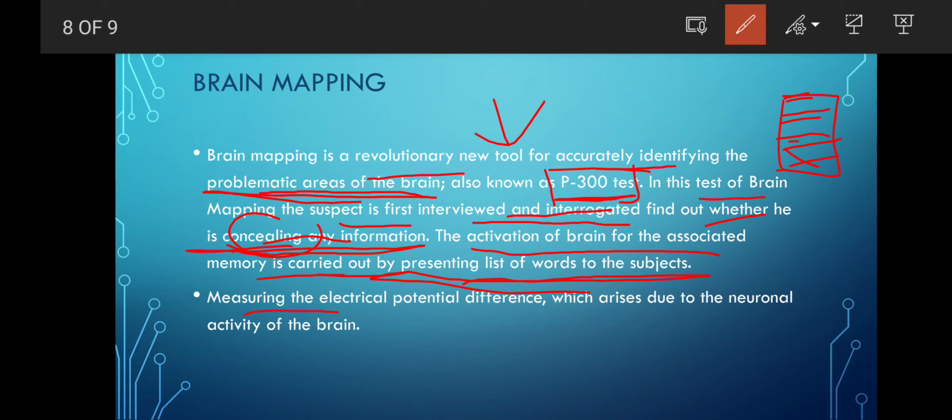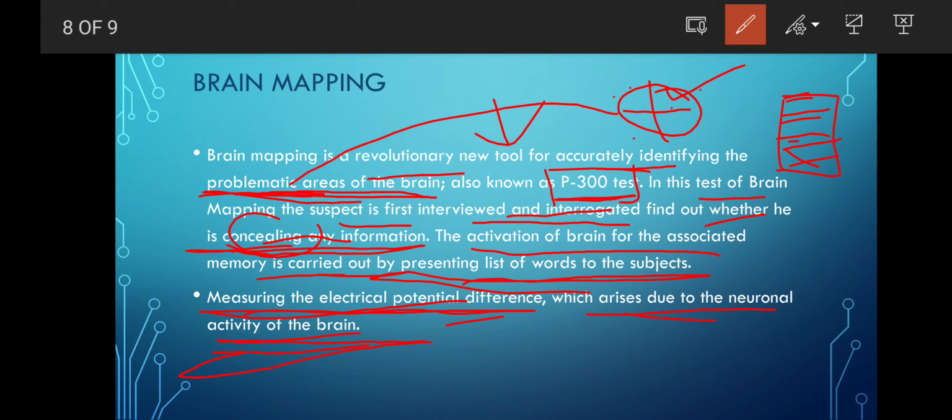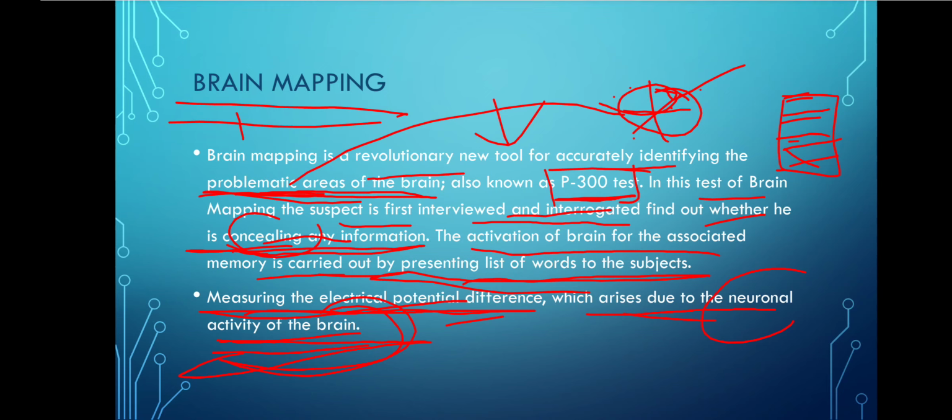Then the electrical potential difference is measured, which arises due to the neural activity of the brain. So here the neural activity is recorded, like the problematic part of the brain. Our brain is divided into different parts, and one part will be this problematic area. From there this neural activity of the brain will be recorded and brain mapping will be done.